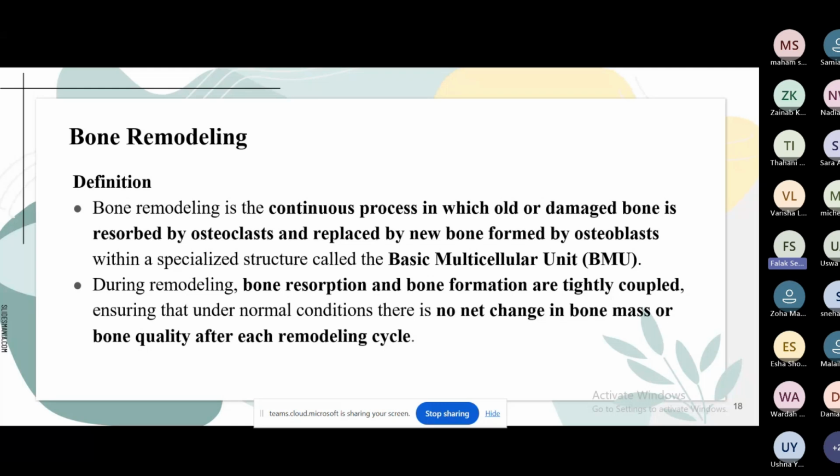During remodeling, they are tightly coupled and ensure that there is no net change in the bone mass or bone quality after each remodeling cycle. So this is very important. Are you clear about the differences between bone modeling and remodeling? Okay, very good. If you have any query or question, you can ask in the chat box.